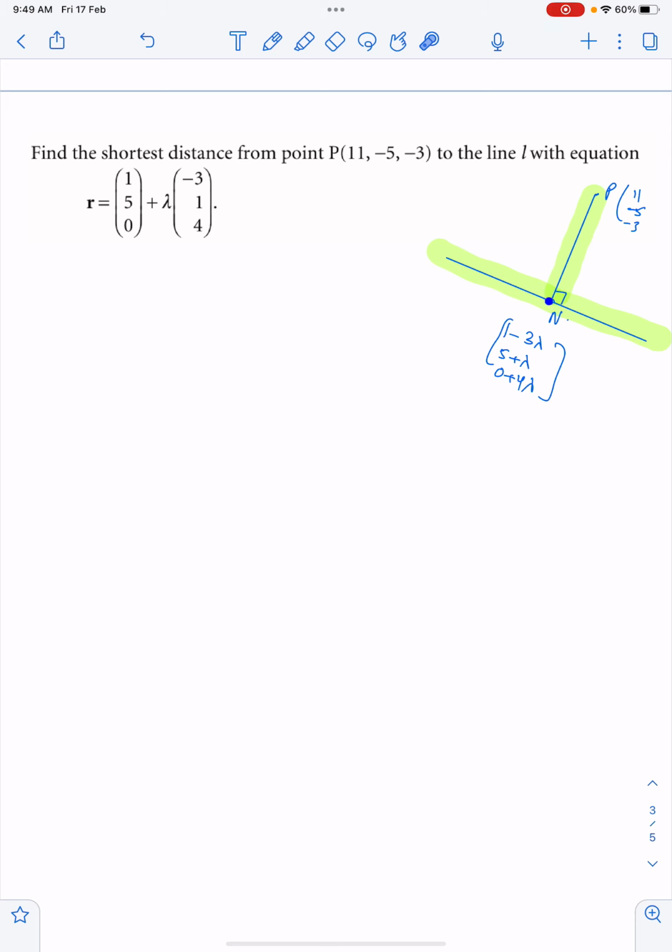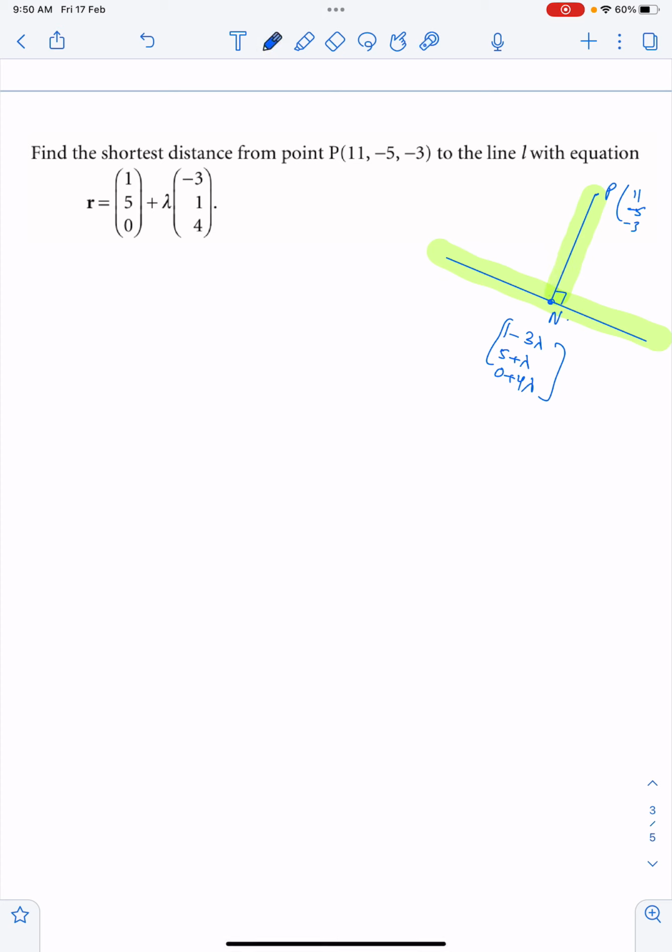So if I call this point N, I know that if the two lines are perpendicular to each other, the dot product of the two direction vectors is going to be 0. We already have the direction vector of this line, which is -3, 1 and 4. We need to find the direction vector of this line. That means we have to find PN or NP, whatever.